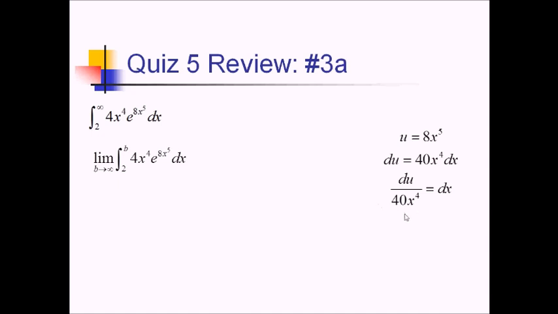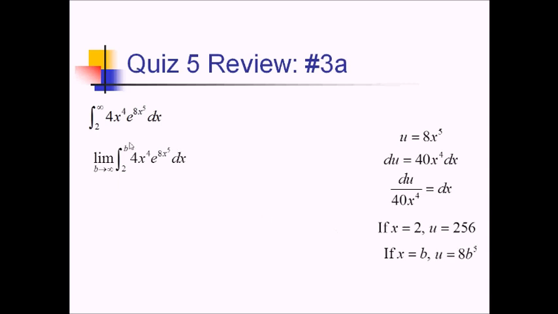Now I also have to pick out my u values. Right now the limits of integration are x values. I need to change those to u values if I'm changing this to a du and a u. So if x equals 2, then u is going to be 8 times 2 to the 5th. Well, 2 to the 5th, that's essentially 32. 8 times 32, that's going to be 256. And now if x equals b, well, that's a little bit easier. That's just 8 times b to the 5th.